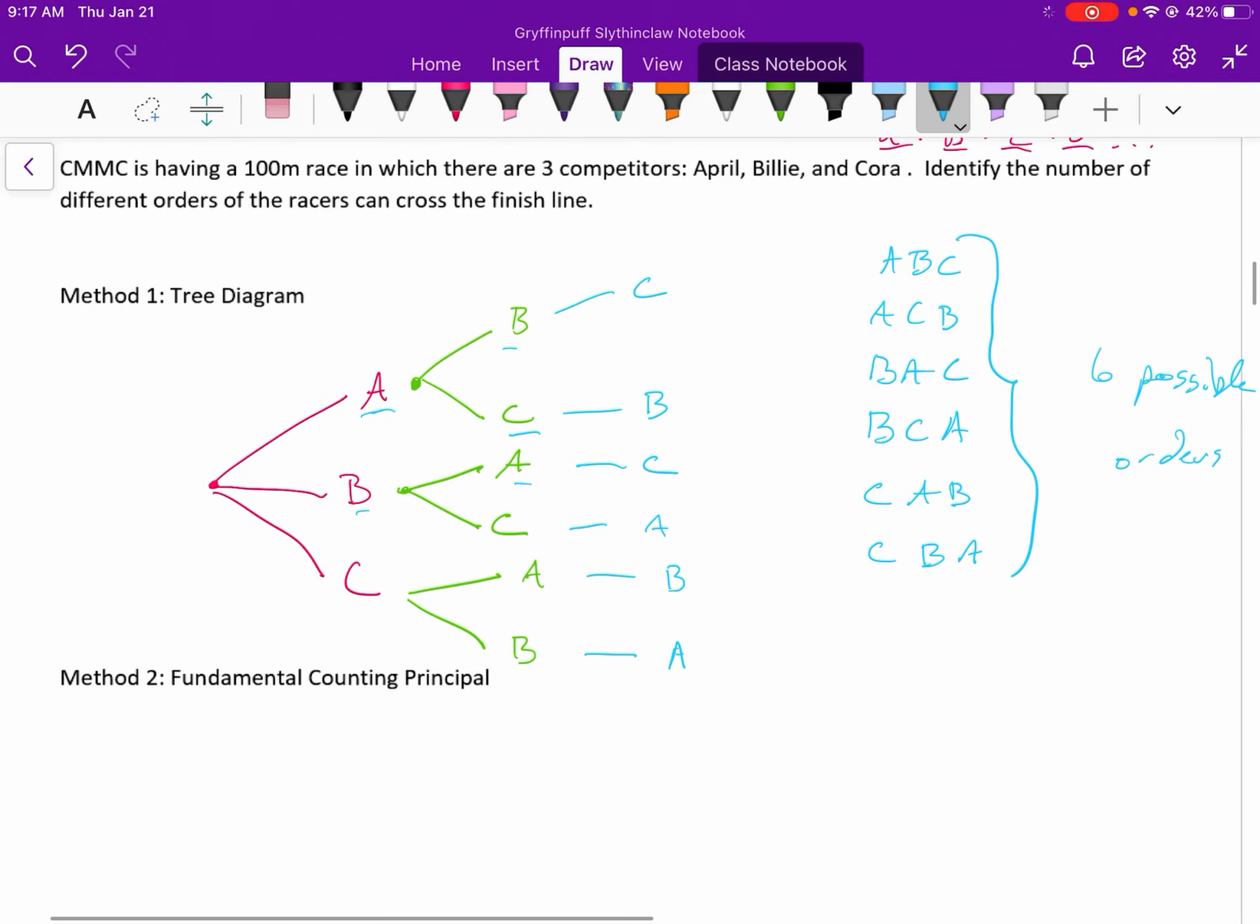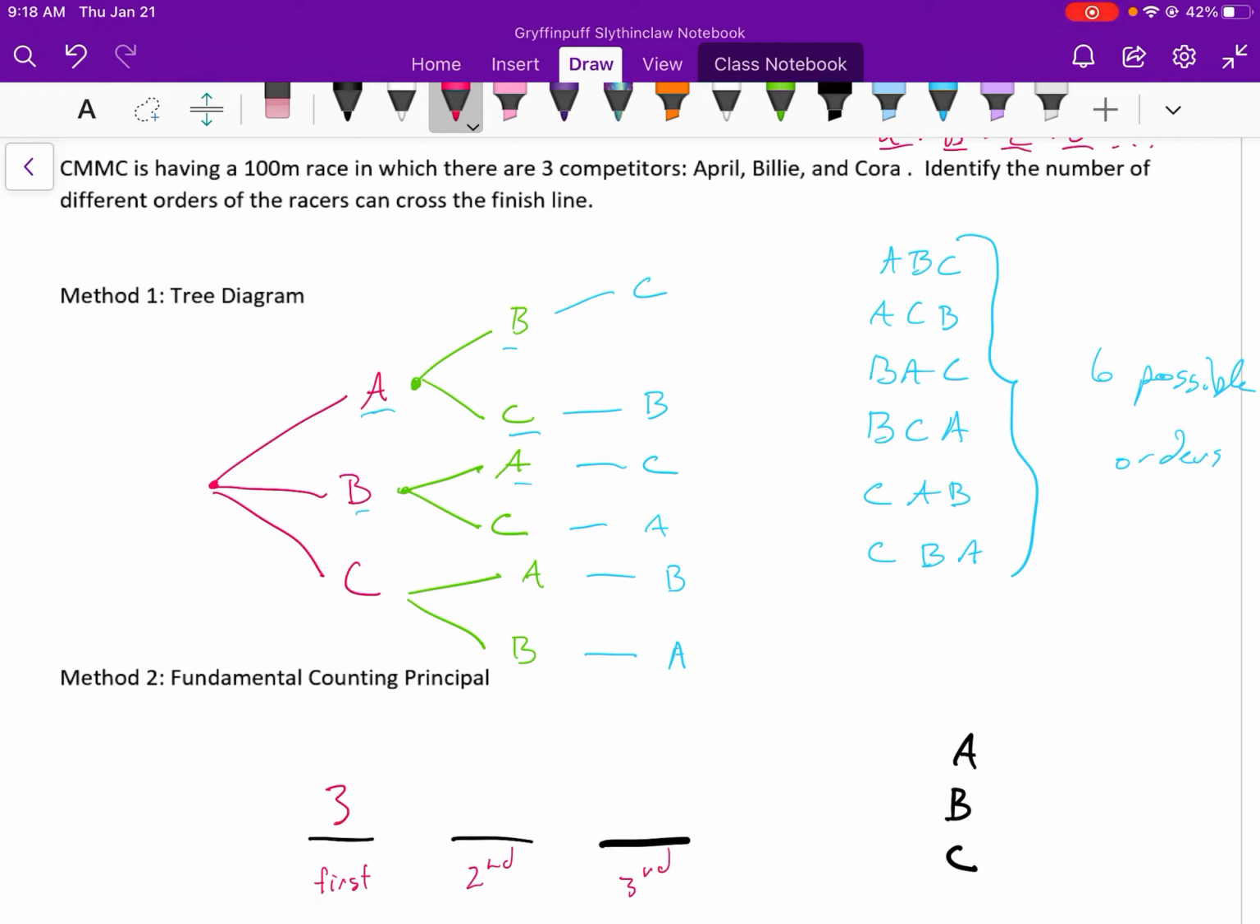Now let us go on to the fundamental counting principle. It is going to answer the same question, just in a very different way. How many decisions are there to be made? Well, three, correct? We have April, Billy, and Cora. This first block represents who comes in first, second, and third in our race. How many outcomes are possible for first place? There are 3.